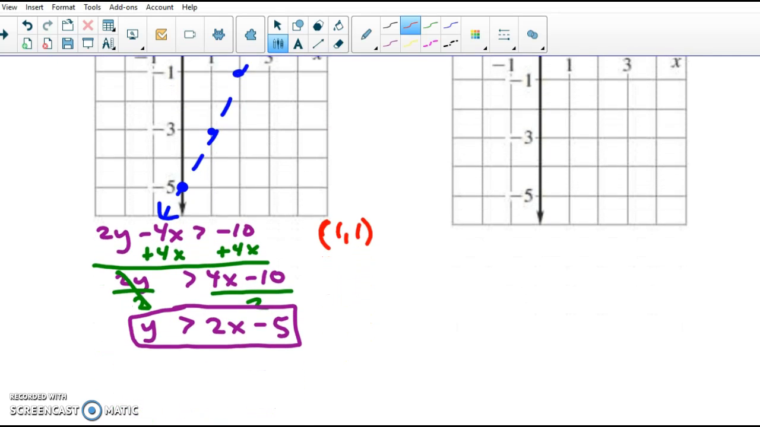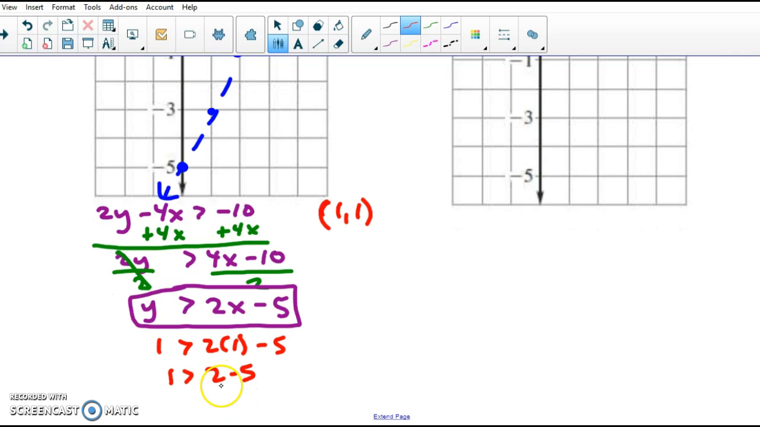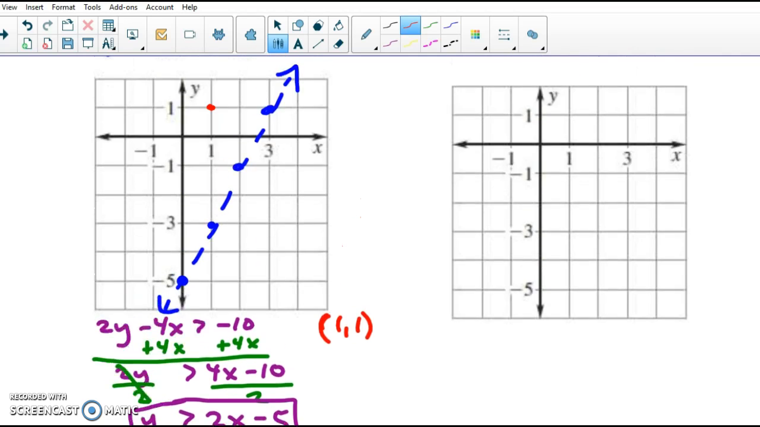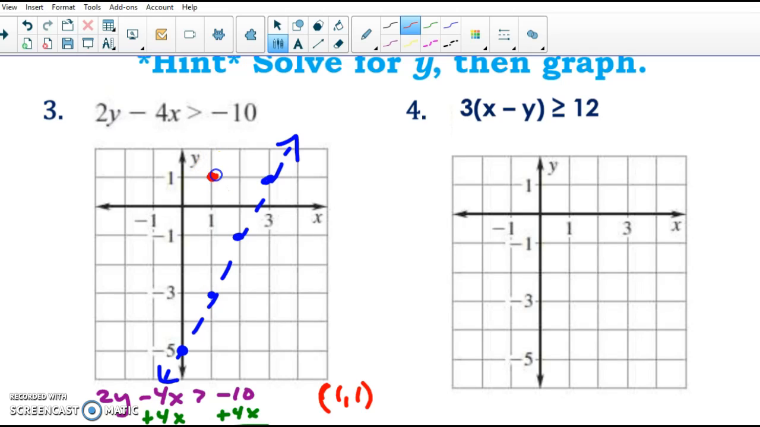So I'm going to substitute 1 in for x and 1 in for y. As I do that, I need to simplify to see if this is a true statement. 2 times 1 is 2, and 2 minus 5 is negative 3. So as I simplify this inequality, I'm saying that 1 is greater than negative 3. That is a true statement. So that means that this point is a part of my solution.